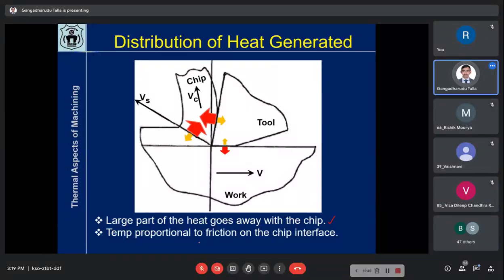Now temperature is proportional to the friction at the chip interface. The amount of temperature generated here is based on the friction present between the tool and chip.